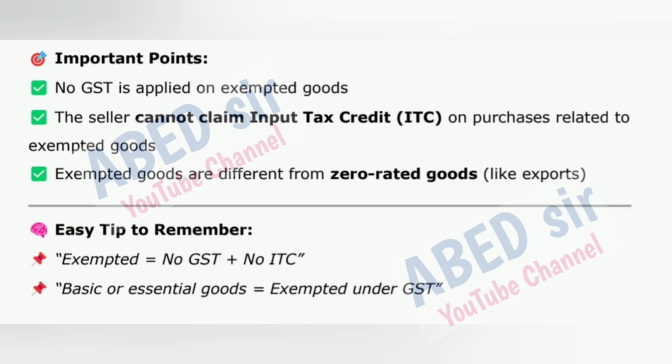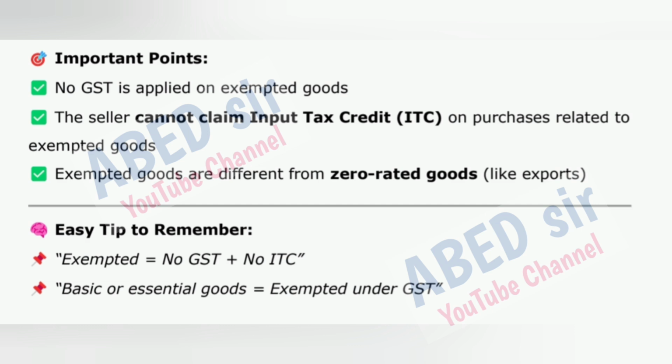Important points. No GST is applied on exempted goods. The seller cannot claim input tax credit, ITC, on purchases related to exempted goods. Exempted goods are different from zero-rated goods, like exports. Easy tip to remember: Exempted is equal to no GST plus no ITC. Basic or essential goods are equal to exempted under GST.